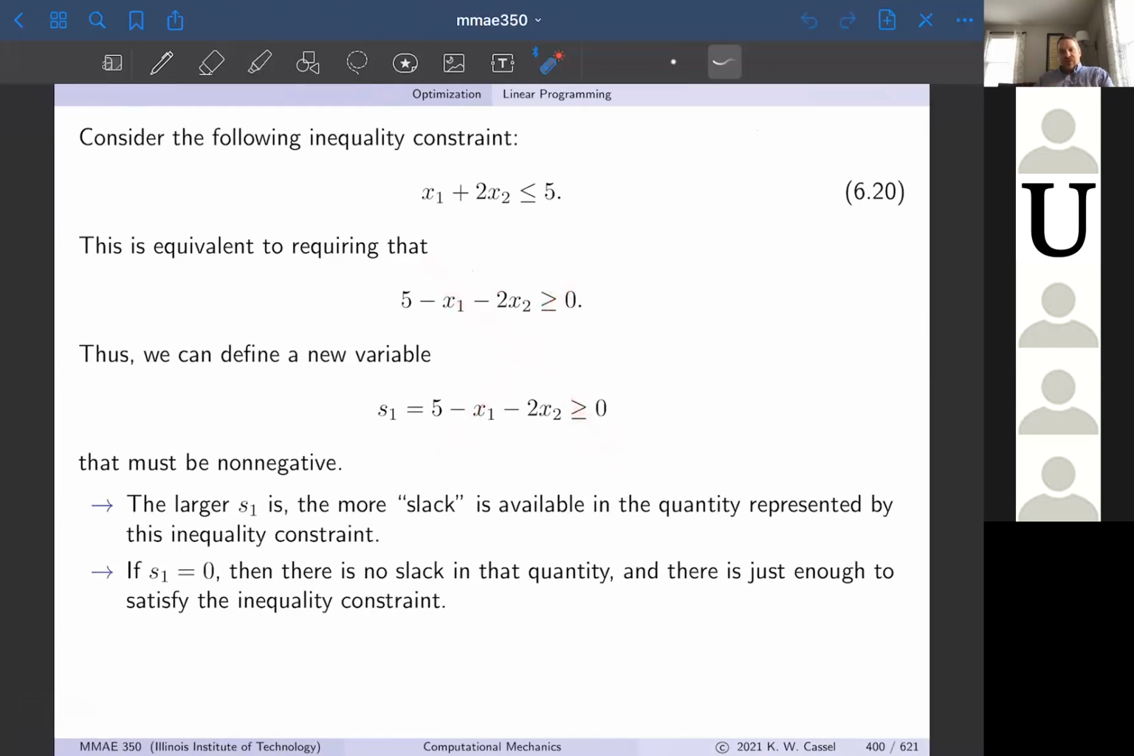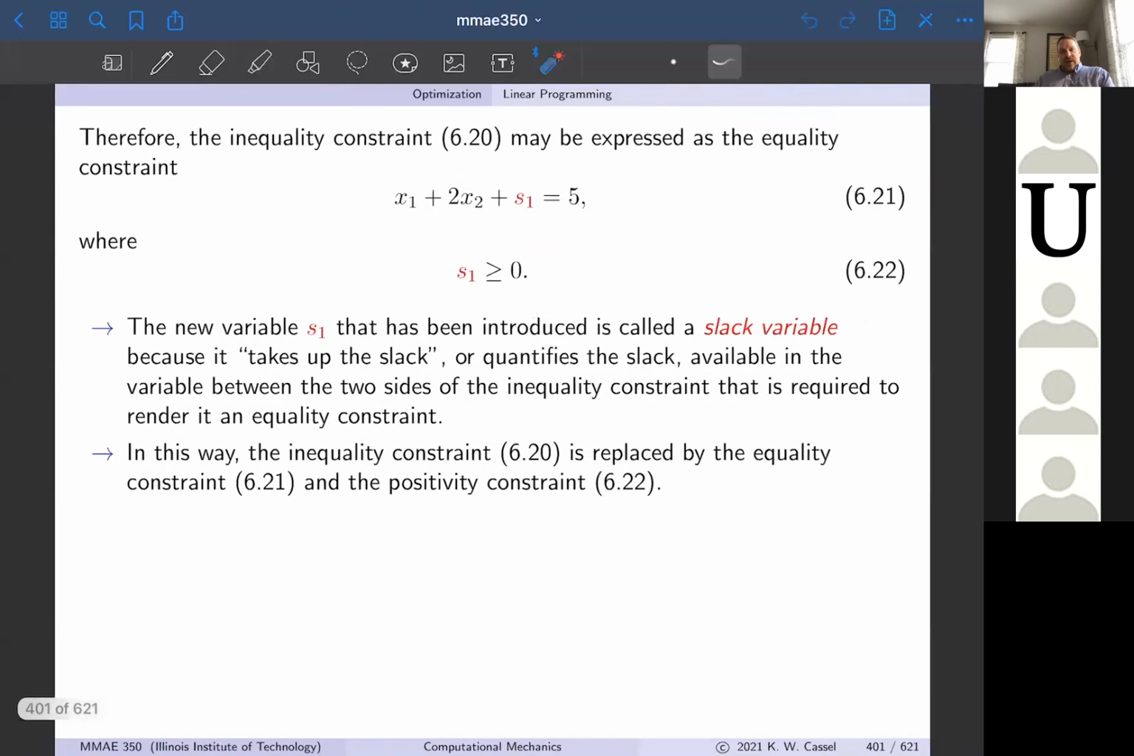That's just, again, to help us understand and get some intuition behind it. But you can just start straight from the inequality constraint, add in a slack variable that takes up the slack, plus S1, and that has to be non-negative. So that's your slack variable. So we've introduced a new variable, which we now need to solve for.